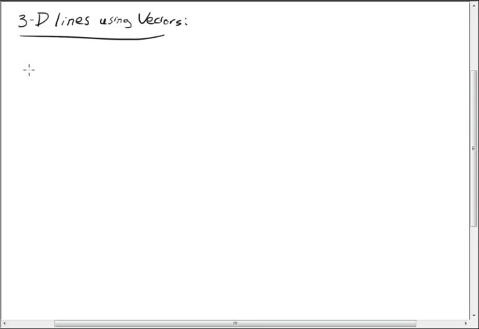Okay, so let's say that we want to define a line in 3 dimensions. Well, in 2 dimensions, we know that a line is defined as y is equal to mx plus b, where b would be your y-intercept, and m is your slope. Well, in 3 dimensions, we need to have a slope, so to speak, but we do this by actually defining a line to be parallel to a vector.